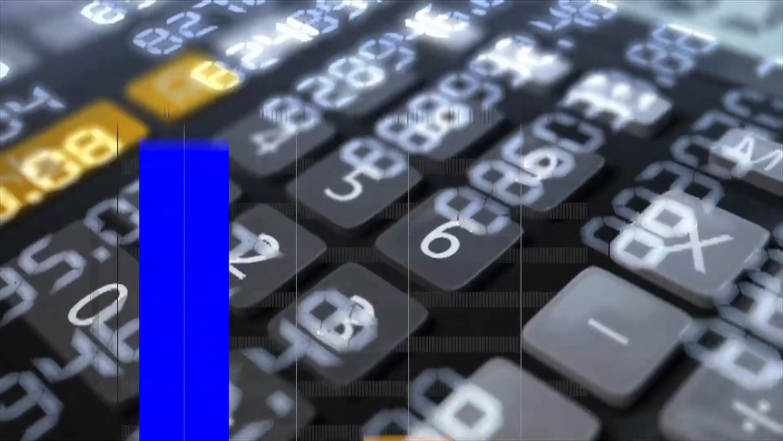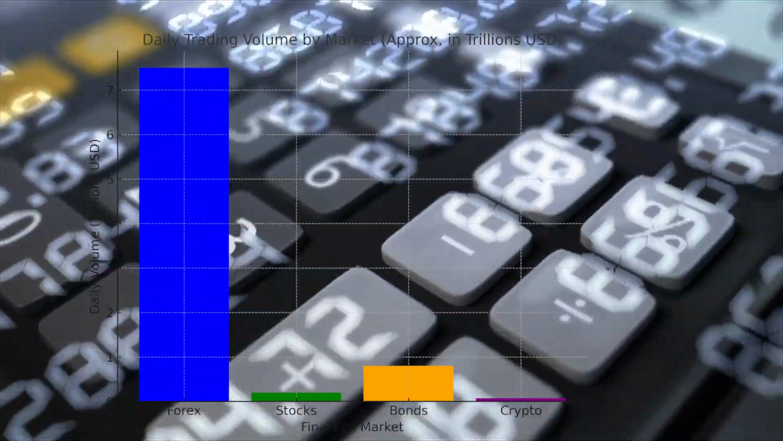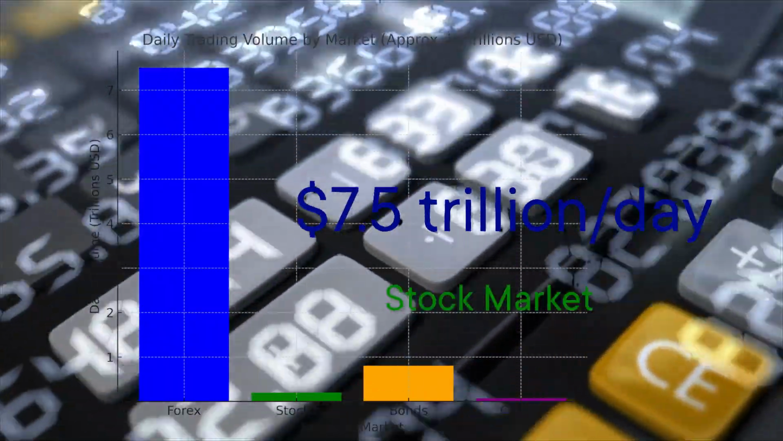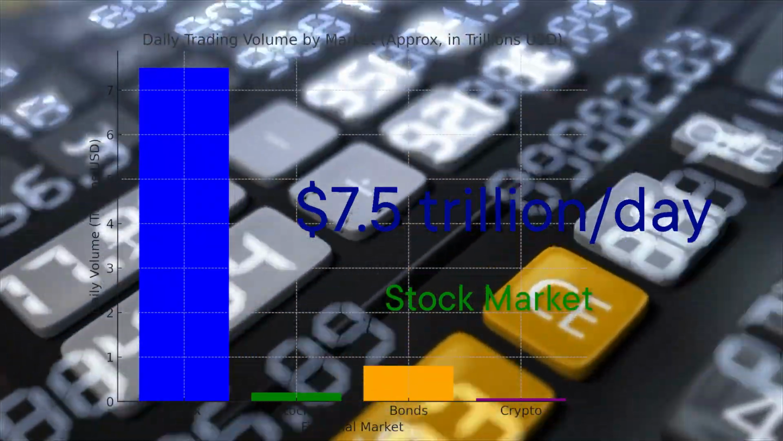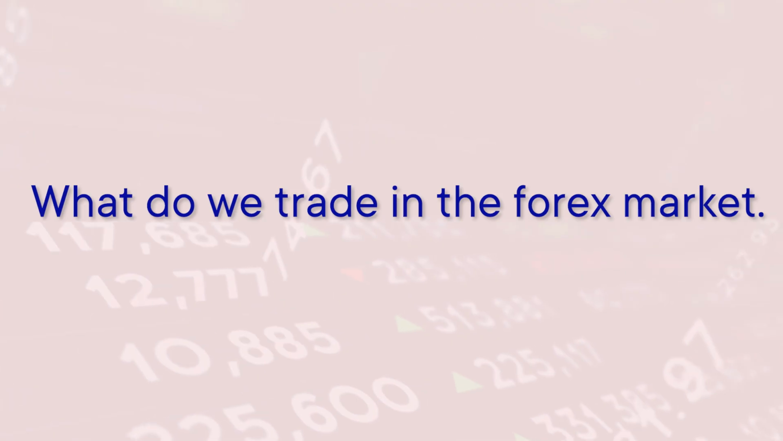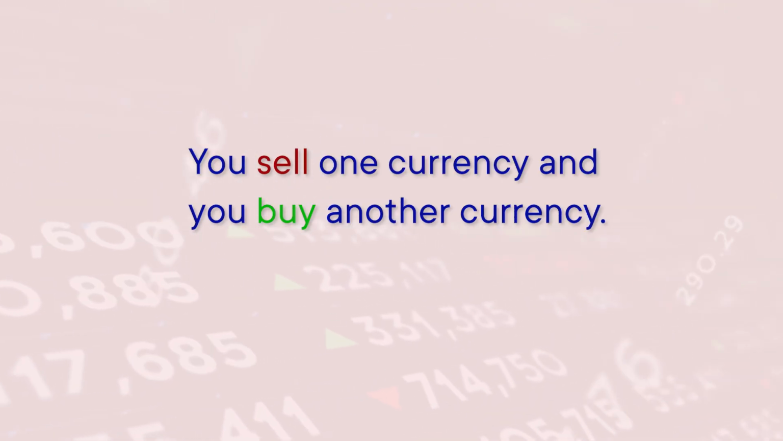Now, the forex market is the largest market in the world, where around $7 trillion are traded a day, which is bigger than the stock market and even other financial markets. So now we need to know, what do we trade in the forex market? You sell one currency and you buy another currency.